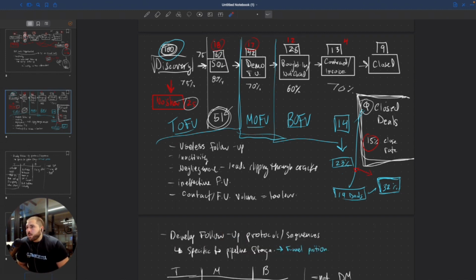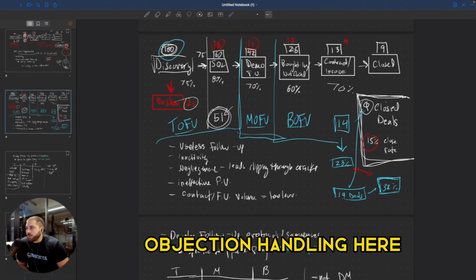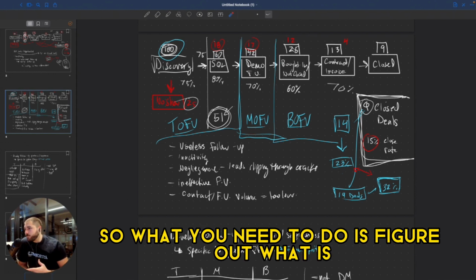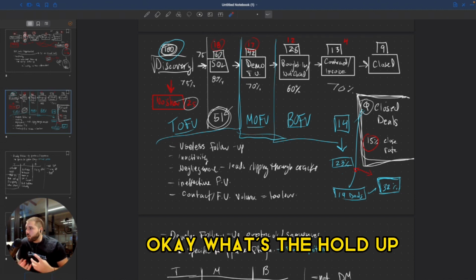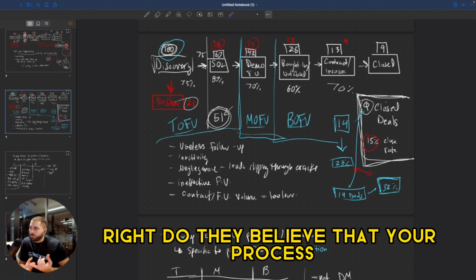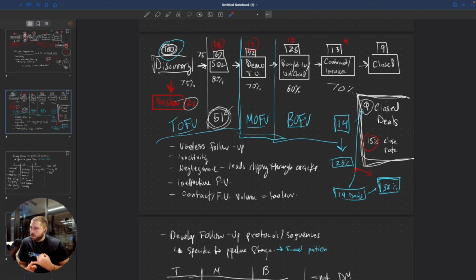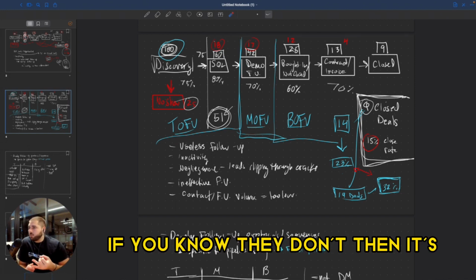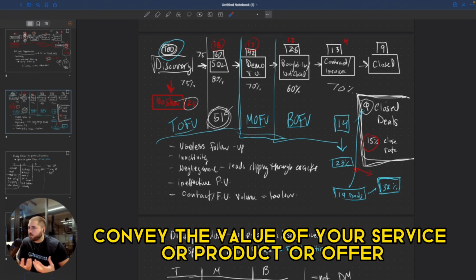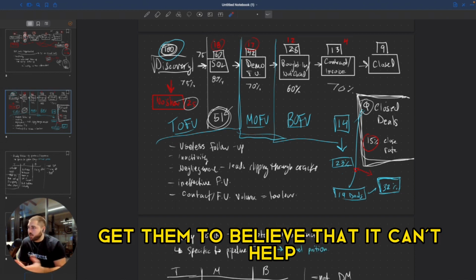Okay, so there are a few ways that you can get around that objection. Again, I'm not talking about objection handling here, but that will be the majority of the folks that are in that stage. So what you need to do is figure out what is blocking them. Okay, what's the holdup? What's coming up for them that is making this a no-go? Right? Do they believe that your process, your product, your service can help them? Okay, if they do, you need to know that, first of all. If they don't, then you have to do some more selling. You actually have to convey the value of your service or product or offer, and get them to believe that it can help, right?